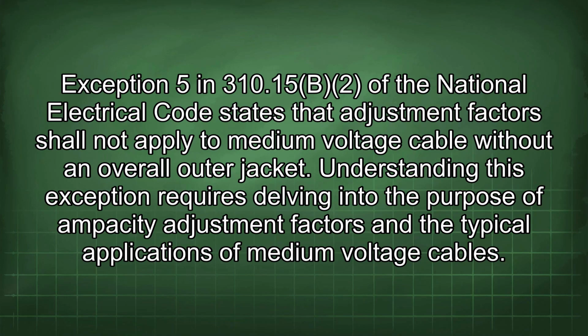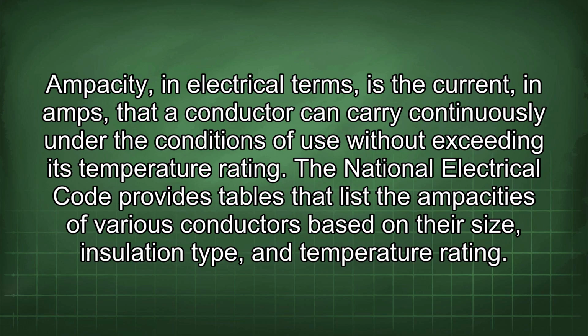Exception 5 in 310.15(B)(2) of the National Electrical Code states that adjustment factors shall not apply to medium voltage cable without an overall outer jacket. Understanding this exception requires delving into the purpose of ampacity adjustment factors and the typical applications of medium voltage cables. Ampacity, in electrical terms, is the current, in amps, that a conductor can carry continuously under the conditions of use without exceeding its temperature rating.